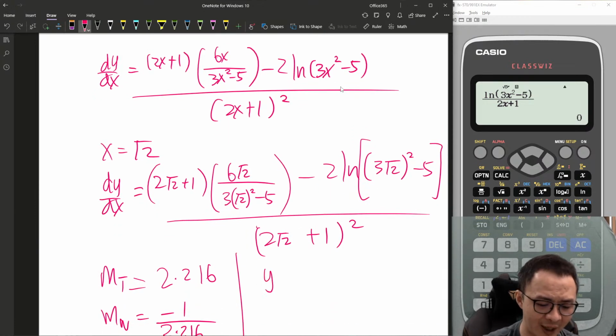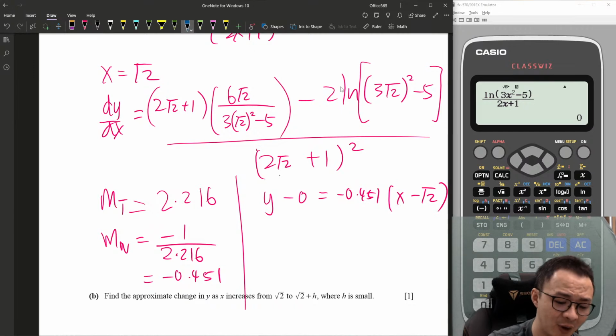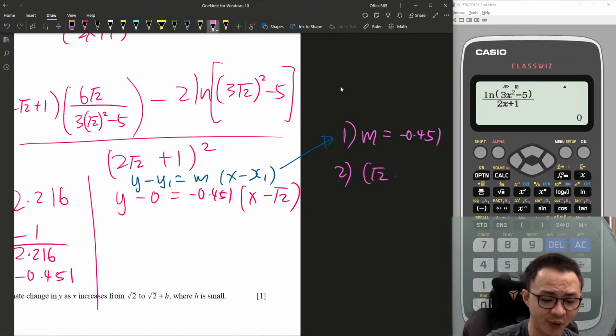Okay, y minus y1, 0, equals m, which is negative 0.451, times x minus square root 2. Basically I'm using the formula y minus y1 equals m times x minus x1. I plug in two pieces of information here. First, I substitute the gradient, which is negative 0.451. Second, I substitute the coordinates we just found, square root 2 and 0, into x1 and y1.